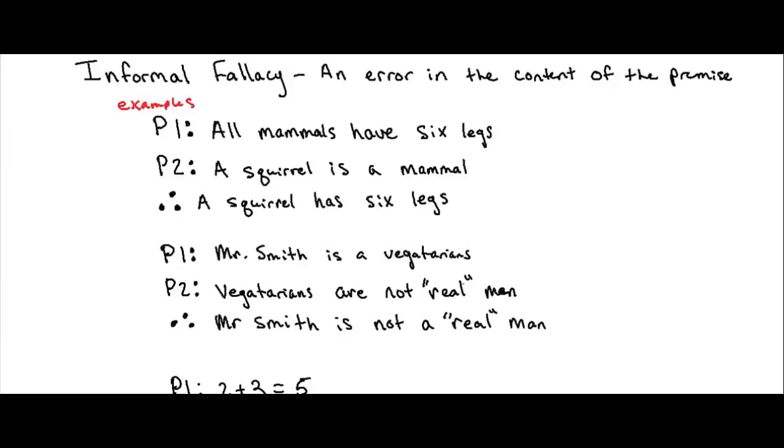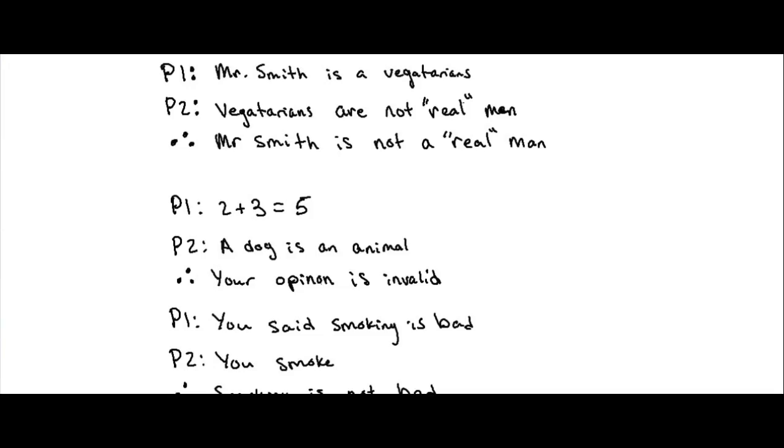So let's look at an example of an informal fallacy. Premise 1, all mammals have 6 legs. Premise 2, a squirrel is a mammal. Therefore, a squirrel has 6 legs. Now this is false because of the first premise, all mammals have 6 legs. We know that that is a false statement, so our conclusion is going to come out false. So here we have an informal fallacy where the information in premise 1 is false and therefore leads to a false conclusion.